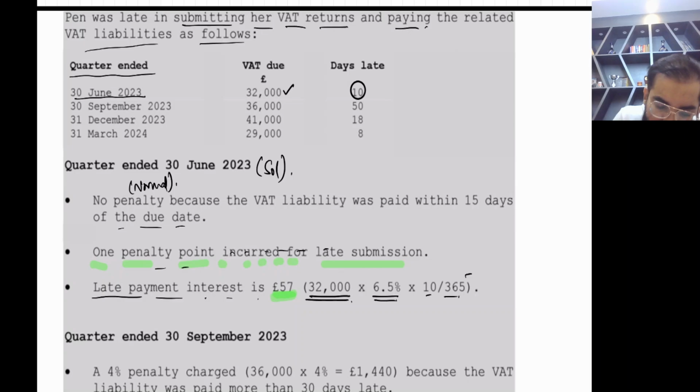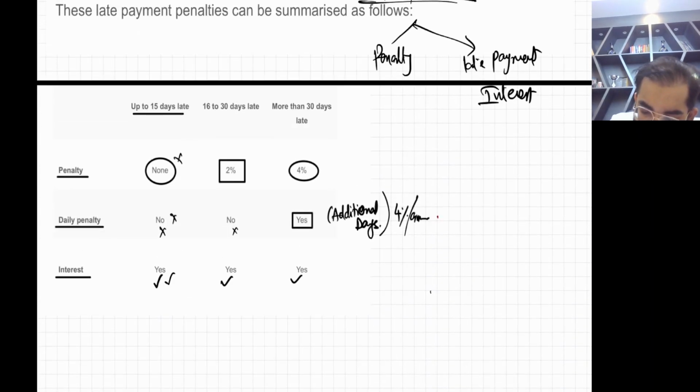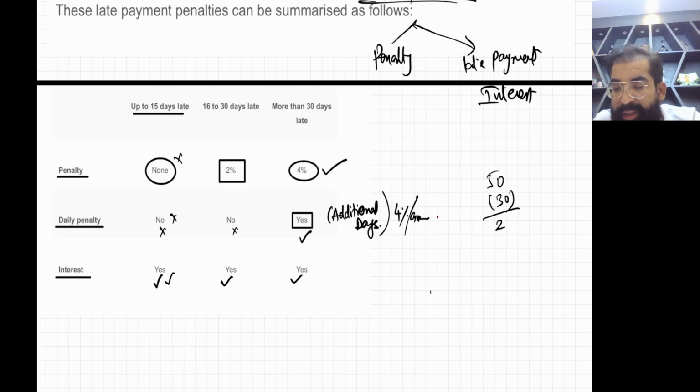Now, once again on 30th September 23, she's 50 days late. Very interesting. With 50 days, more than 30 days, so yes, 4% normal fixed penalty will be applied, and daily penalty will also be applied on additional days. She is 50 days late, so 50 minus 30, how many additional days? 20 extra days. For 20 days we have to calculate daily penalty, and yes, interest is always calculated.